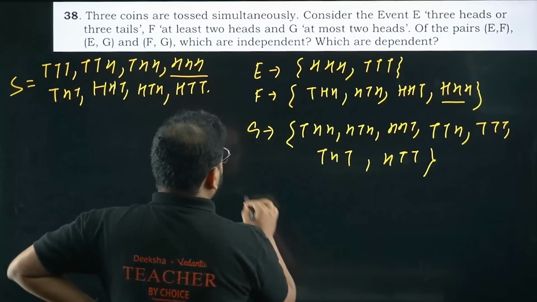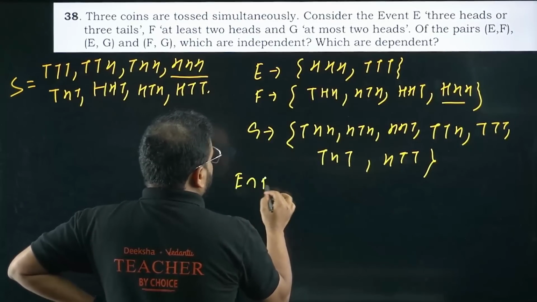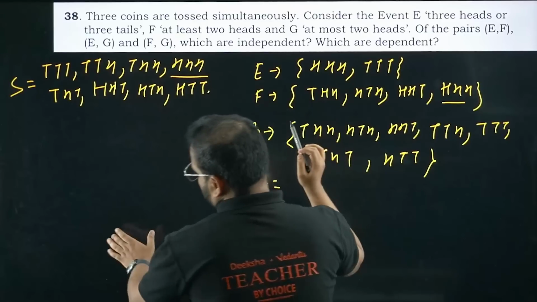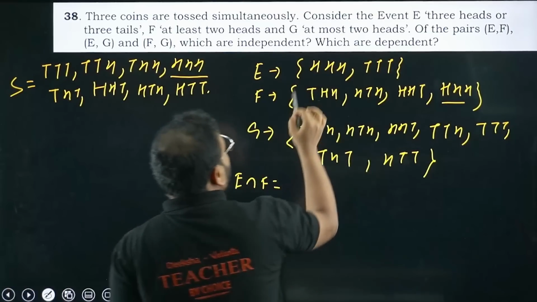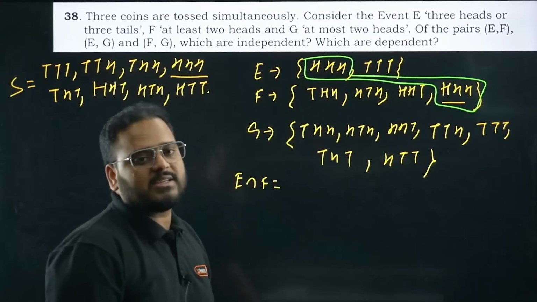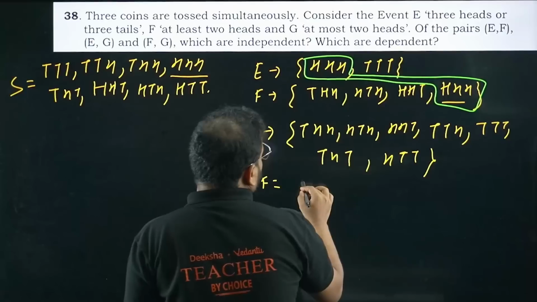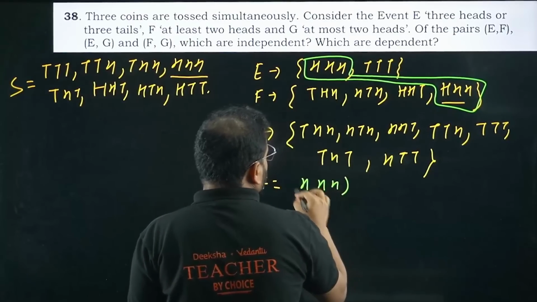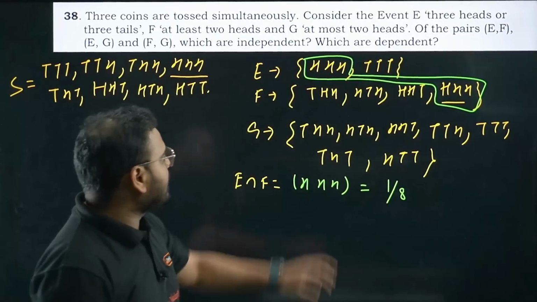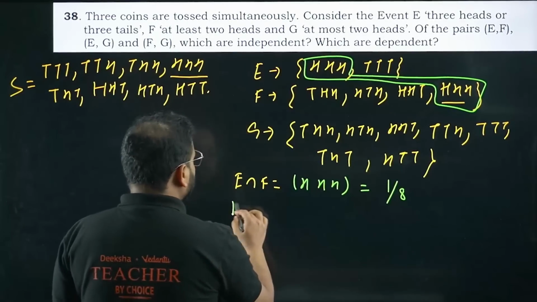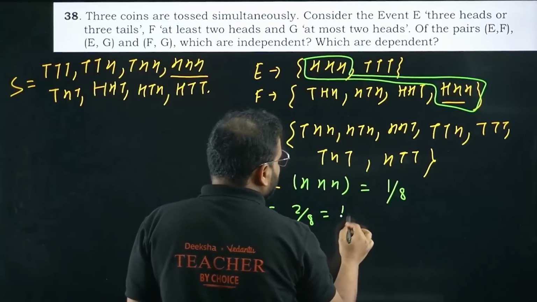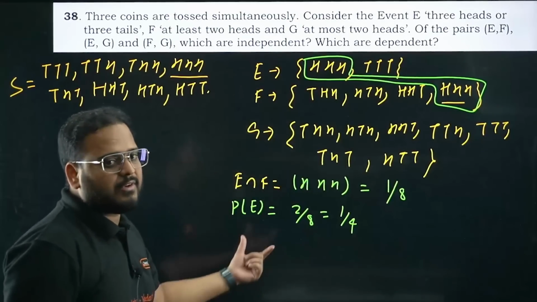If you take E and F, the intersection of E and F, what is this going to be? We have only one thing common, which is this part, HHH and HHH. So it's going to be only HHH. How much is that going to be? 1 out of 8. What about P(E)? P(E) is 2 out of 8, that is 1 by 4.